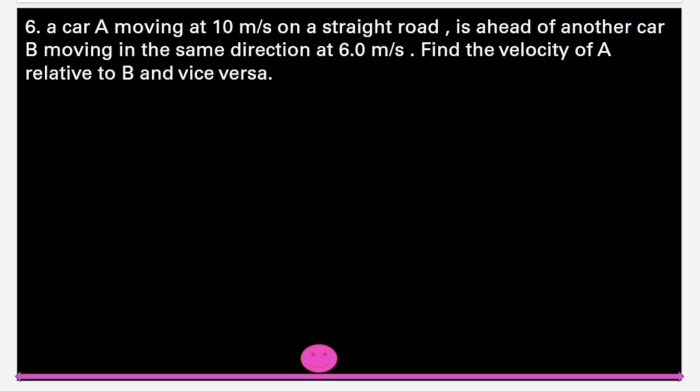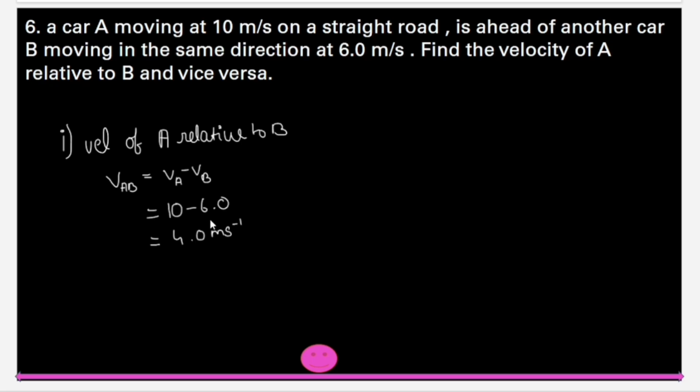Sixth question and the last question. A car A moving at 10 m s-1 on a straight road is ahead of another car B moving in the same direction at 6.0 m s-1. Find the velocity of A relative to B and vice versa. First one, velocity of A relative to B. That is VAB is equal to VA minus VB. With VA being 10 m s-1 and VB being 6.0 m s-1, we get 10 minus 6.0 equal to 4.0 m s-1.